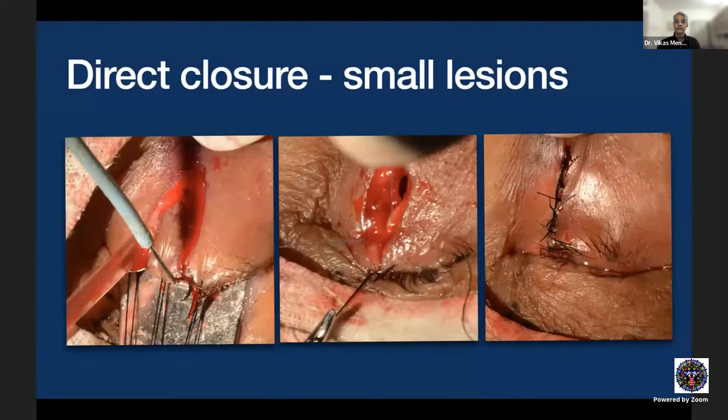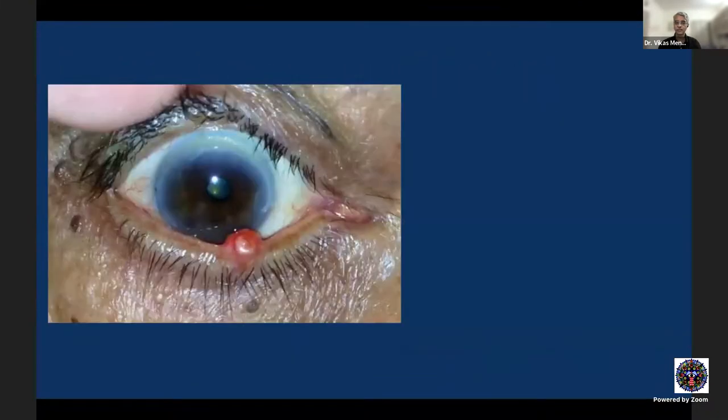For small lesions, you can do direct closure. If it's a very small lesion, just excise the lesion. Once the lesion is taken out, you send the margins for frozen section if you have the facility. If you don't have a frozen section facility, you patch the patient for a couple of days, give a temporary suture, and let the permanent section report come before you start reconstruction in a case where you have a significant suspicion for a malignancy.